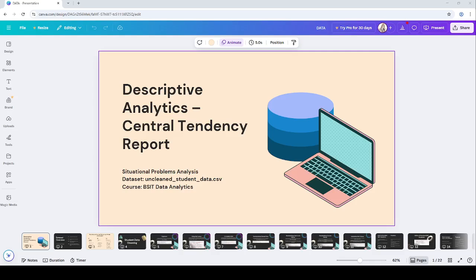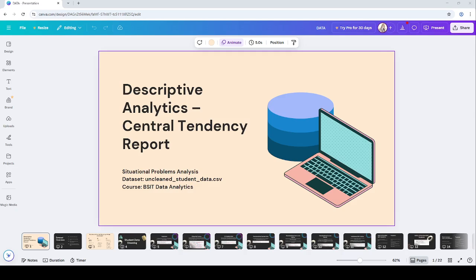These are descriptive analytics and central tendency report. For the dataset overview, we simulate BSIT and BSCS student records. It consists of 100,000 plus rows with some issues, and we use data cleaning and central tendency for analysis.